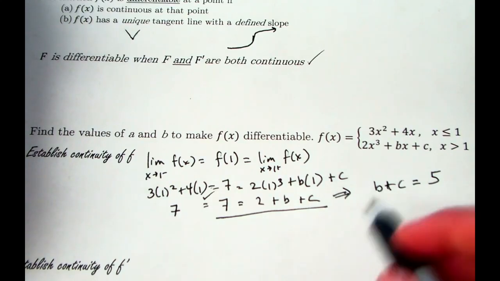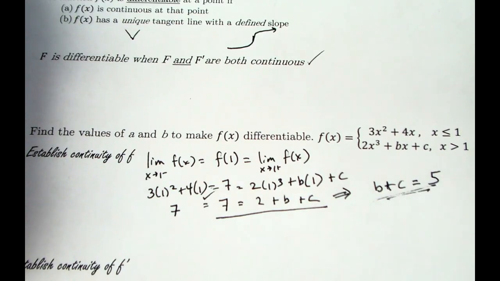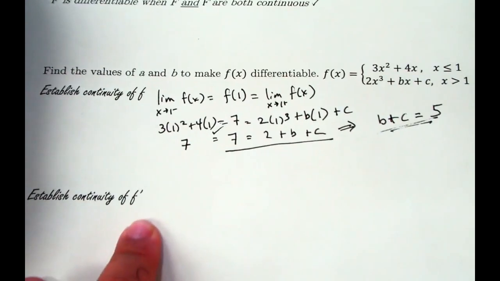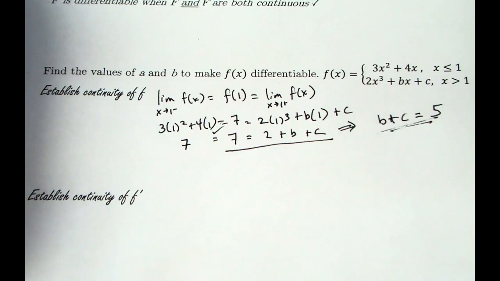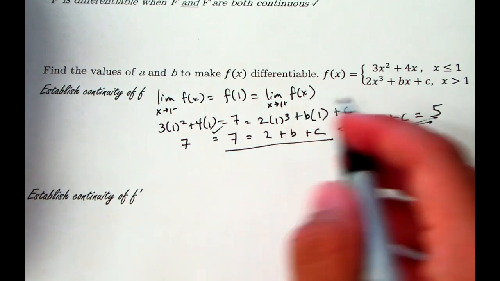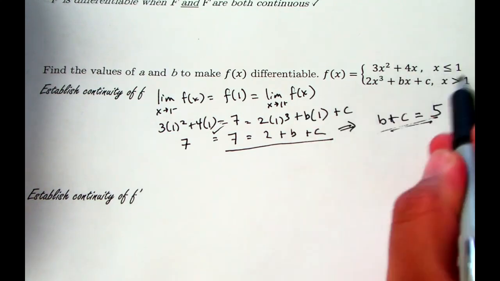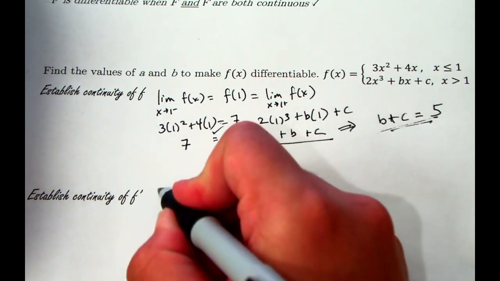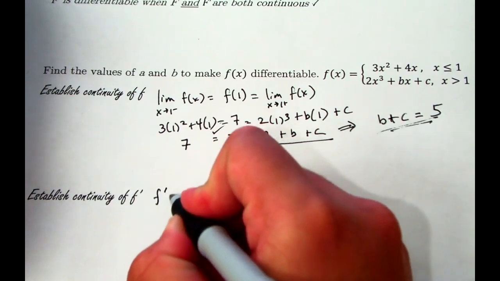So to get a second equation in order to figure out differentiability, we need to take the derivative of the original function and figure out, is it continuous? Is there a smooth transition in terms of the slopes, which is what the derivative describes? So keep in mind that if the original function is a piecewise function, it only follows that the derivative will also be a piecewise function.